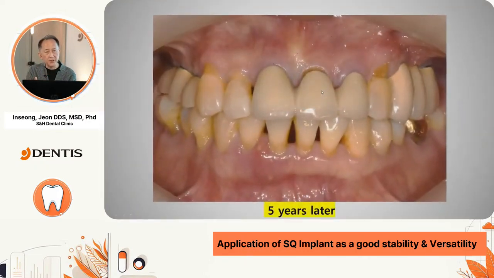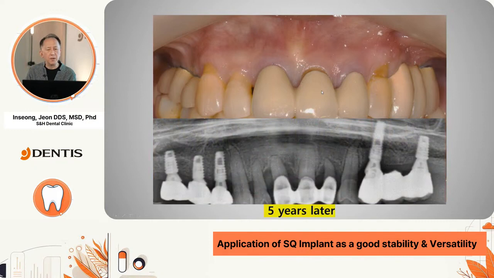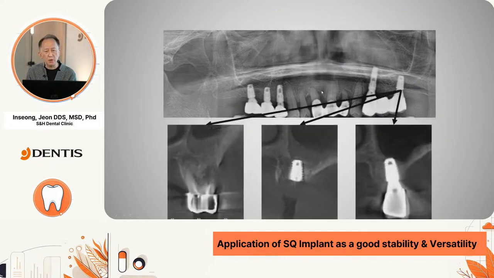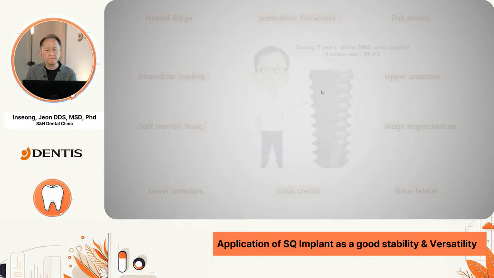I followed this patient 5 years later. Because these 5 years represent my whole SQ data, I reviewed my previous cases of the SQ implant. I checked 5 years later. Success rate, 99.2% here. That means a very, very predictable implant system here. Upper right, upper left, both of them hold the SQ implant here. Okay, the bone response is also very stable in the sinus area.